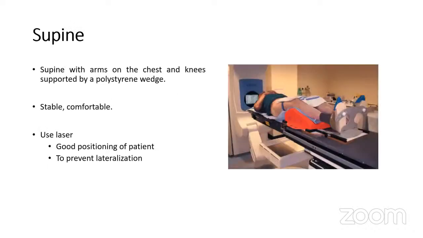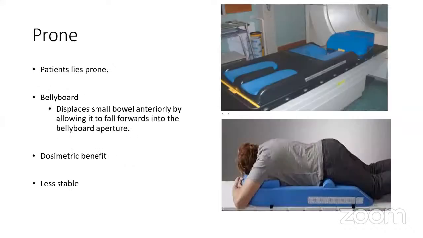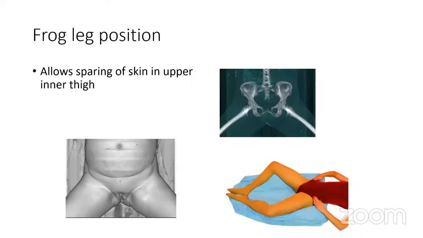And patient setup for anal canal cancer. Again, we have the supine position. We go supine with arms on the chest and knees supported by a wedge. This is stable and comfortable. Similarly, prone, as I said earlier, has a dosimetric benefit, but it is less stable and less comfortable for the patient. Now, another important position which we use in anal canal is the frog leg position.